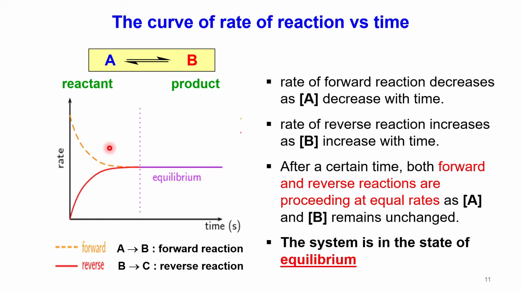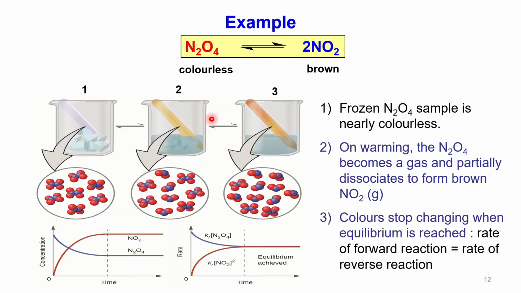So this one we look at the rate. So the rates are equal, and the concentration is constant or unchanged. So at this condition, the equilibrium is reached. Okay, for example, we have N2O4. So N2O4 is colorless. So initially in our container we don't see any color, it is colorless.